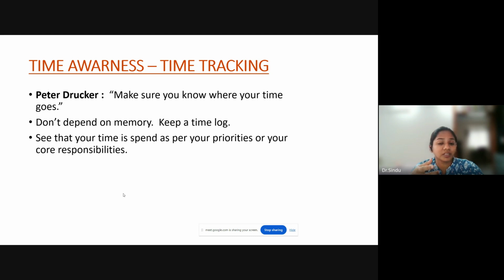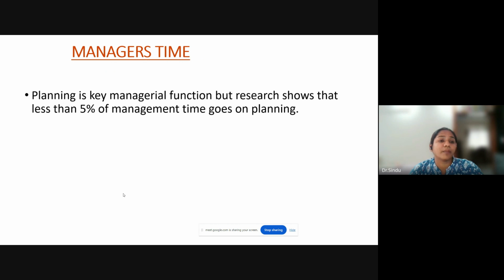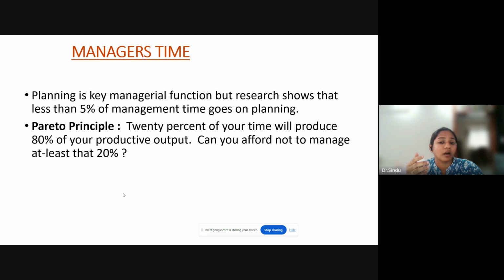First, when you are doing some tasks, make sure you know where your time goes. Keep a time log, that means time tracking. See whether your time is being spent as per your priorities or your core responsibilities. Otherwise, your time will be running away from you. And one more thing is how managers maintain or manage their time. Planning is a key managerial function. Planning is based on forecasting for the future. Research shows that less than 5% of management time goes on planning.